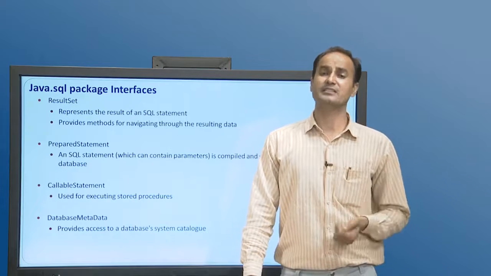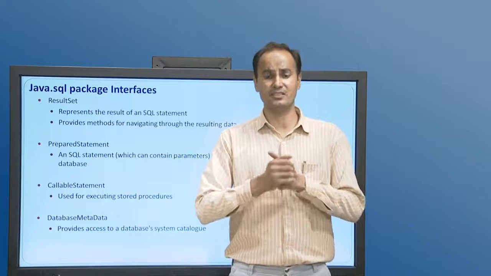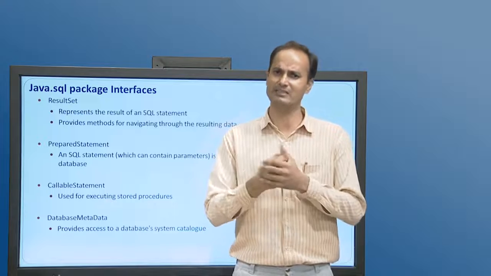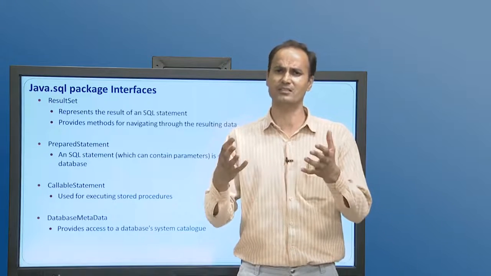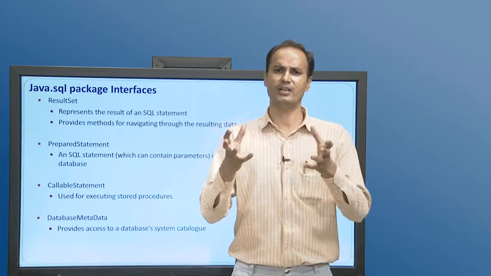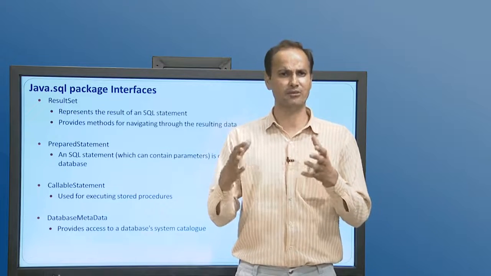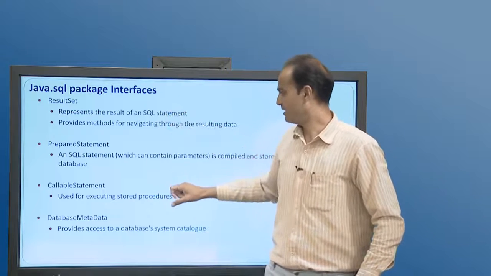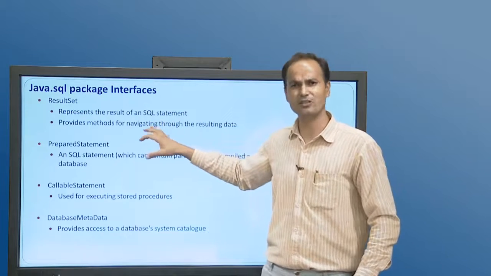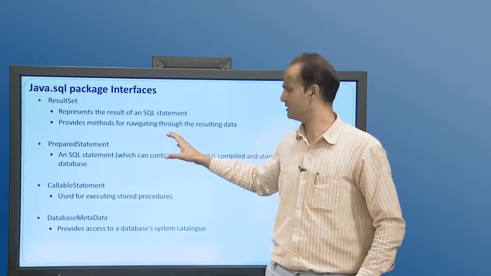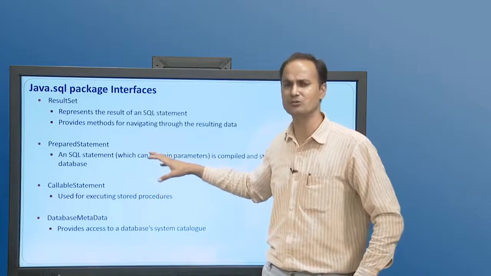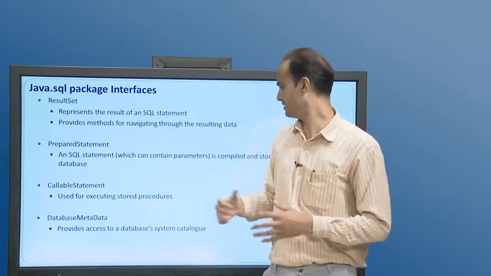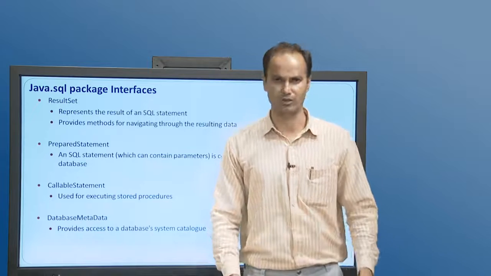Then the ResultSet interface is there. The ResultSet interface represents the result of a SQL statement. Using the SQL statements we can get the result set, and we can get the records. A result set is a set of records: once we fire a query to the database, it returns a set of records, and that is known as the result set. Then come PreparedStatement, CallableStatement, and DatabaseMetaData. PreparedStatements are known as precompiled statements, which we are going to discuss in detail. CallableStatements are used to call stored procedures from the database. The DatabaseMetaData interface provides access to the database system's catalog, if you want further information about the database catalog.